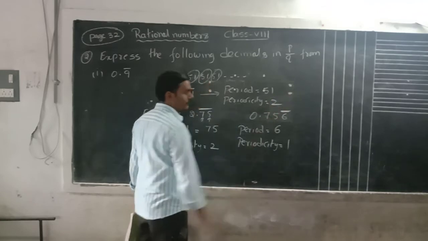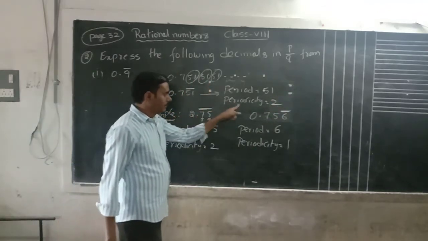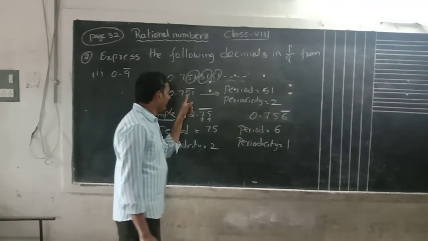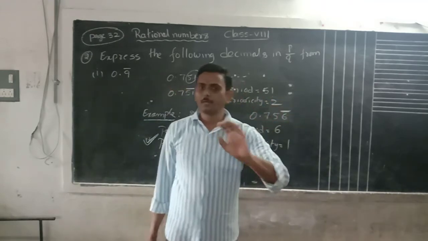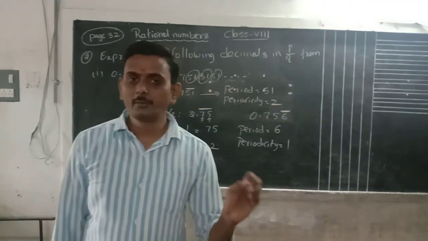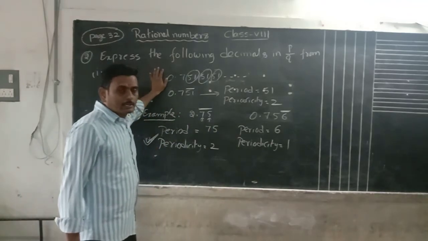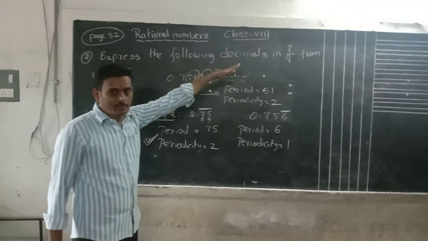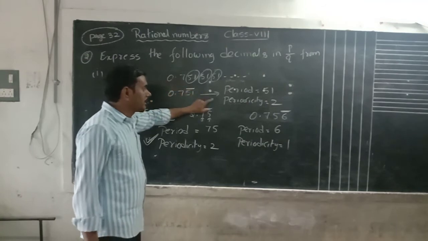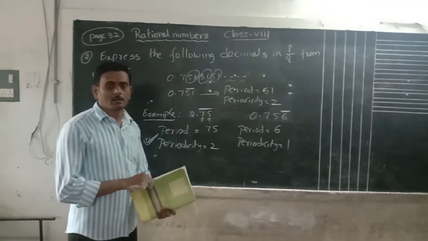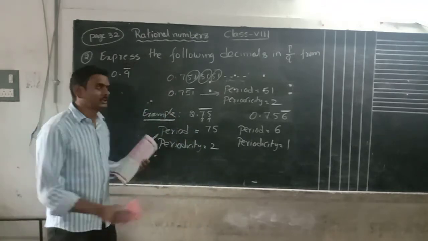Period for this one is 51. Periodicity is 2, since 2 digits are there. Which digits are under the bar? 51. 51 is the period, 2 is the periodicity. By converting non-terminating decimals to p by q form, we use the periodicity. This is a very important question, for 4 marks, asked so many times in examinations.